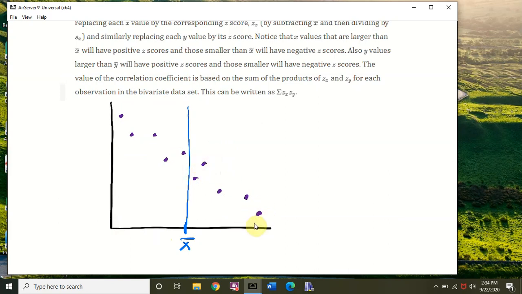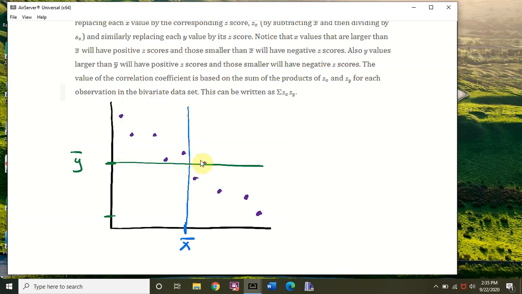Now let's talk about y. As we see from the dots, the lowest y is right about here. The highest y is up here. I'm going to call this the average y. And again, I'm going to do something similar. I'm going to draw a horizontal line here through the average y.